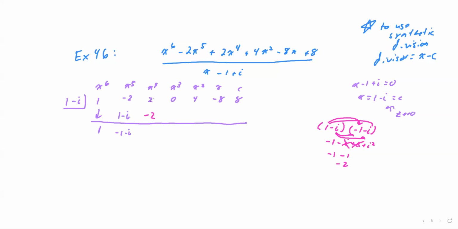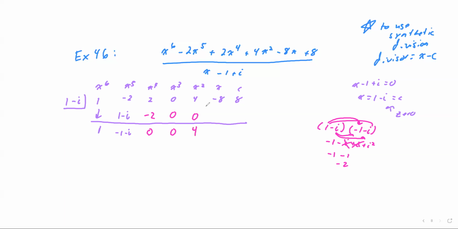Anyways, okay, so 2 plus negative 2 is 0, and then 1 minus i times 0 is 0, and then 0 plus 0 is 0. So again, that times that is 0. 0 plus 0 is 0. 0 times that is 0. Now we have 4 plus 0 is 4.